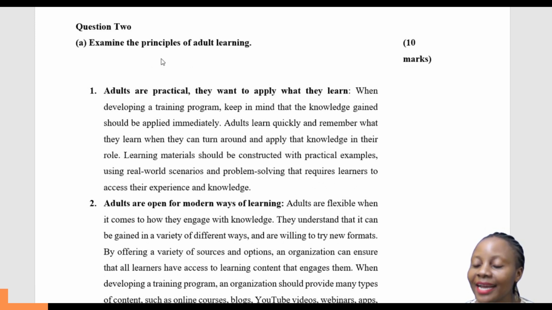Number 1, adults are practical and they want to apply what they learn. So what you need to have in mind when you're training adults is that these people will love to go and practice whatever they learn, whether it's in class or in their different areas of learning. They would wish to go and apply whatever they learn. So you need to give learning that will help them achieve their objectives.